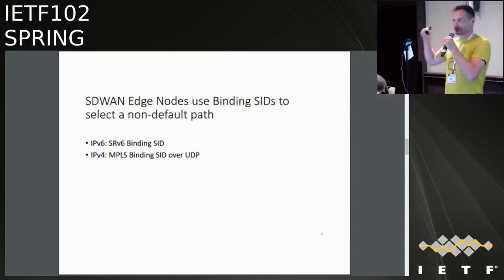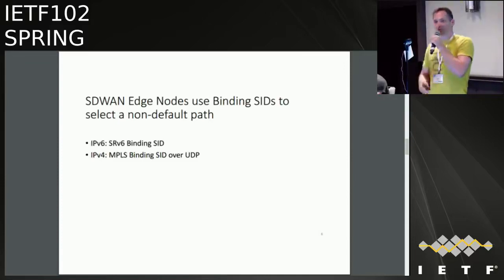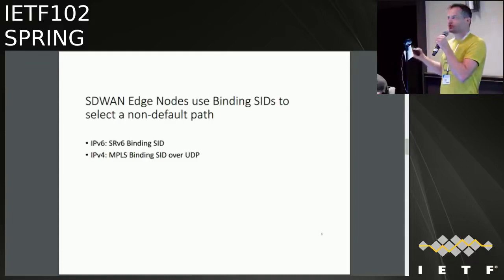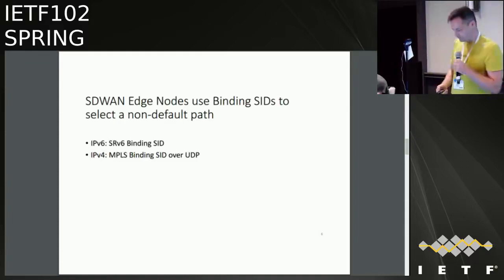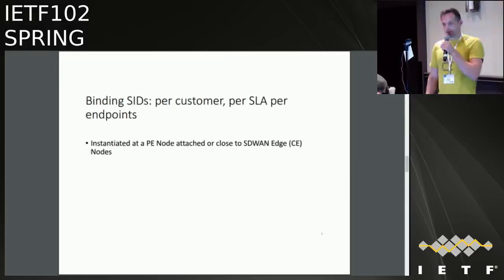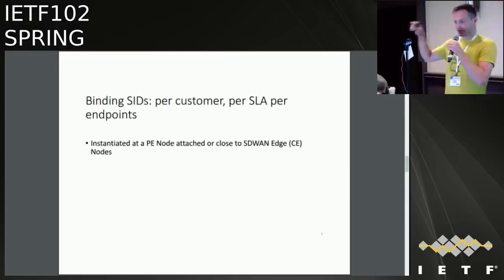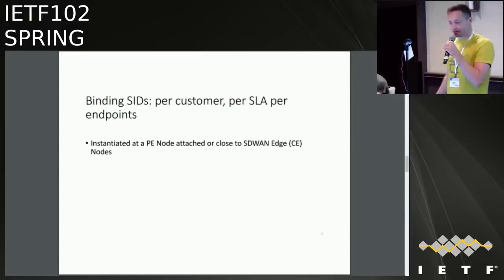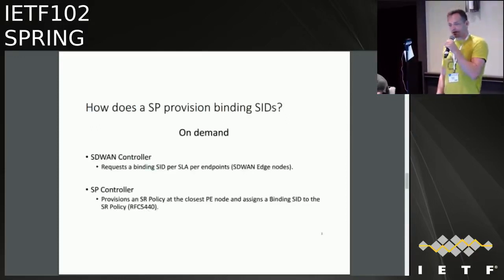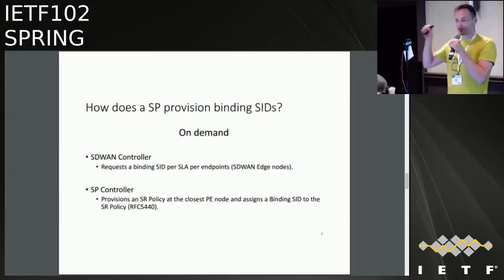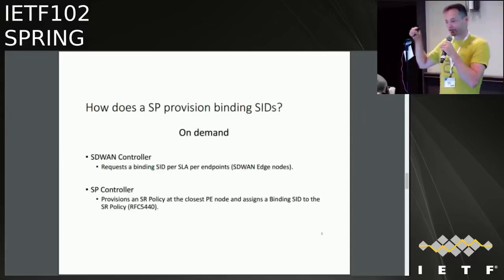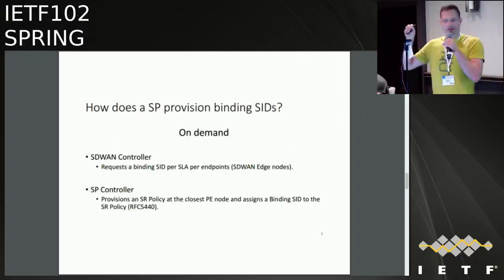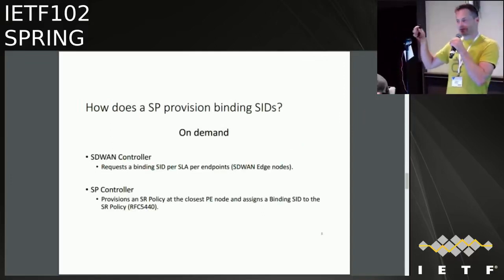Of course, there are other methods you can use to select an SR policy through a provider's network, GRE or some other mechanism to specify a key that will allow you to select that policy. The binding SIDs are per customer, per SLA, per endpoint, instantiated at the PE closest to the CE. The question then is, how does a service provider provision that binding SID? The answer is on demand from an SD-WAN controller.